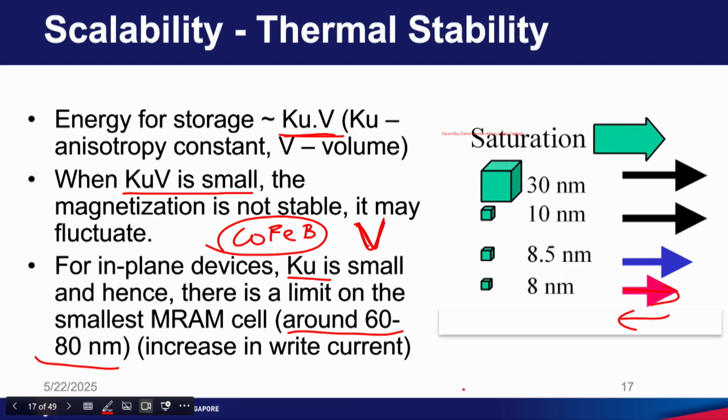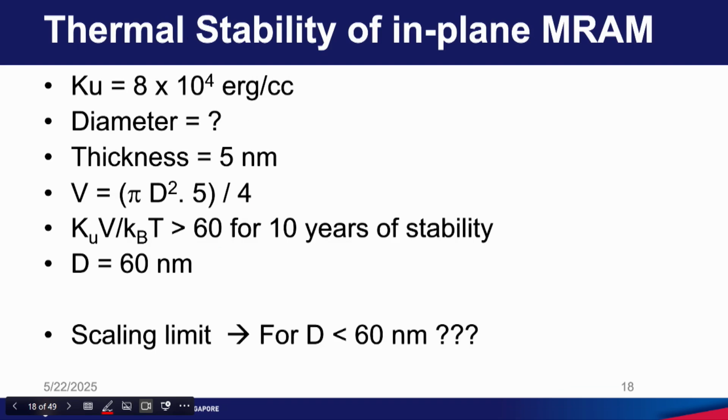then your magnetization starts fluctuating. Okay, you can do some calculation. For example, this is the anisotropy constant of cobalt iron boron. So, you know the Ku. Let us say you make 5 nanometer thick cobalt iron boron. You can calculate the diameter for this ratio. Okay. So, you want the KuV by kBT to be more than 60.